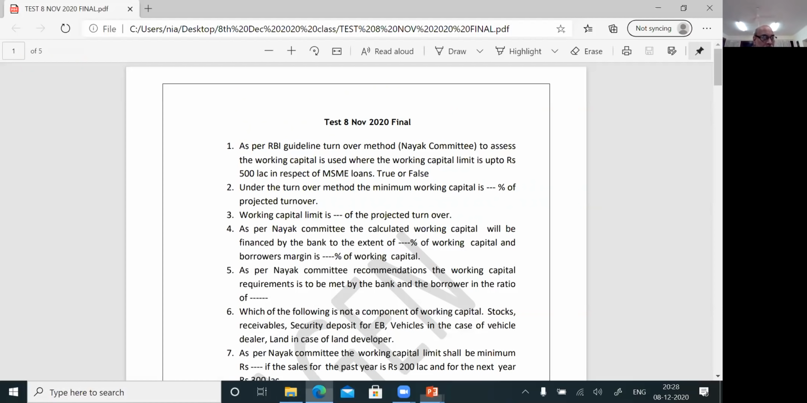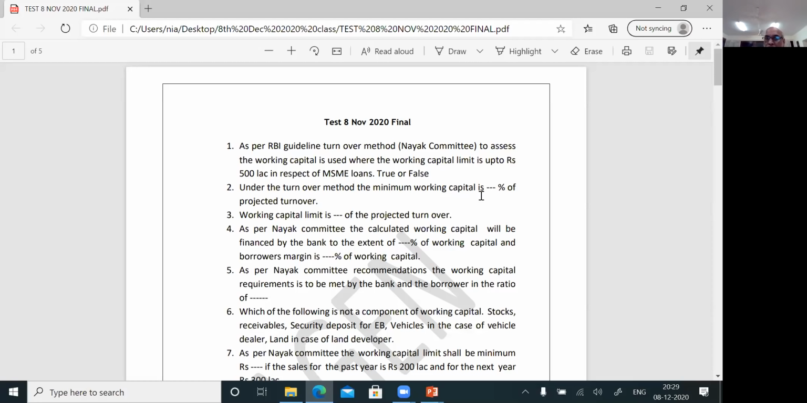Okay, sir. First question. As per RBI guideline, the turnover method, Nayak committee, to assess the working capital is used where the working capital limit is up to rupees 500 lakhs in respect of MSME loans. True or false? Answer is false, because I have given here MSME loans. I told you up to 500 lakhs is only for MSC, it is true. So I have given here MSME, so the answer is wrong. It is only for MSC. Okay, sir. First question, answer is false.